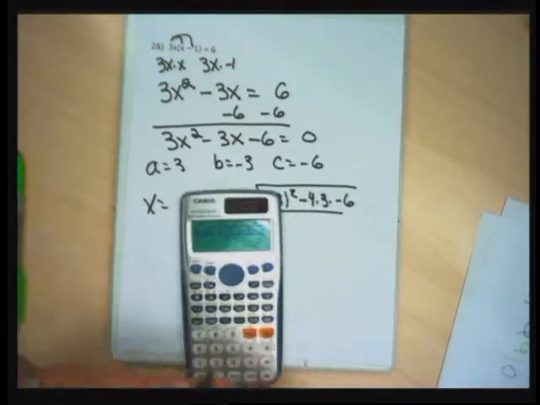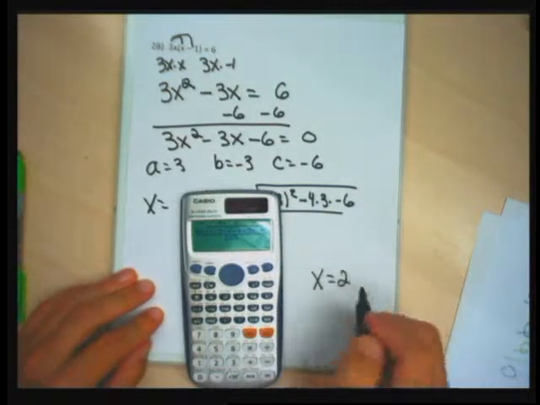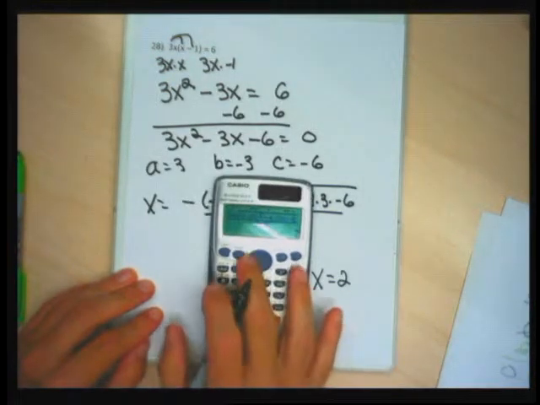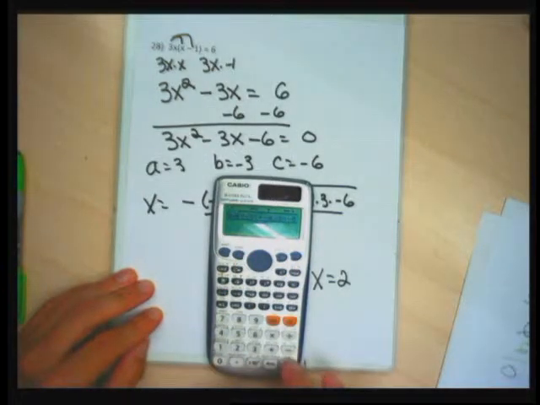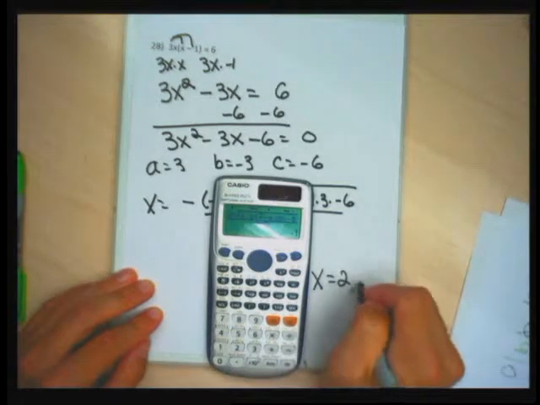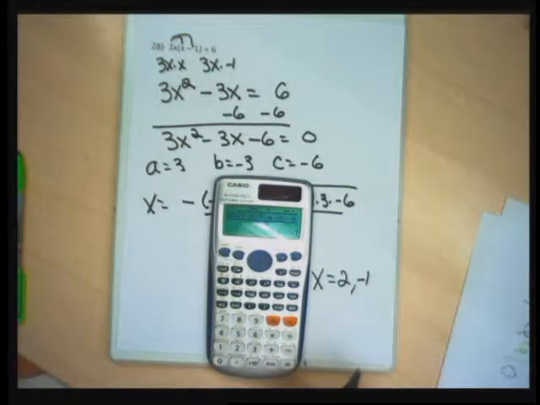What a lovely answer again. x equal to 2. Backtrack, change that plus to a minus. Second answer, negative 1. Really nice answers, thank gosh.